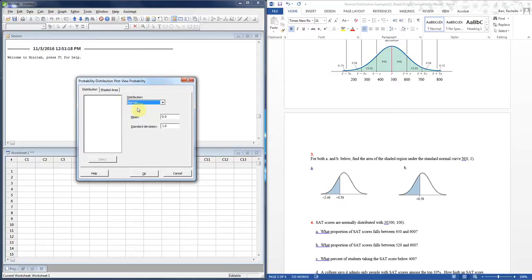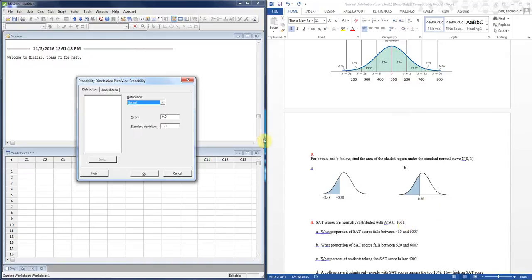It has a lot of distributions in here. We want the normal distribution. Notice it gives you an option for the mean and for the standard deviation. When we get to number 4, we're going to be dealing with a different mean and different standard deviation, and this will be nice because I won't need to turn it into z-scores first and look anything up on a table. I'm just going to be able to put in the mean, put in the standard deviation, and just go crazy. Well, not literally go crazy, but you get the idea.